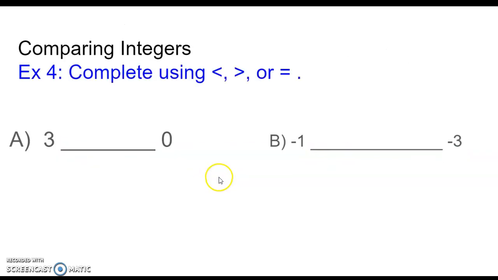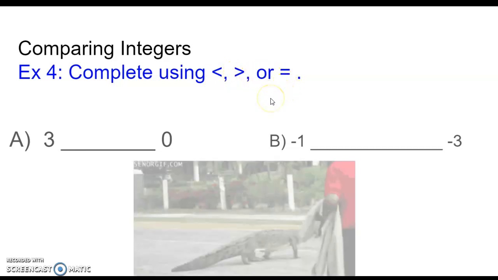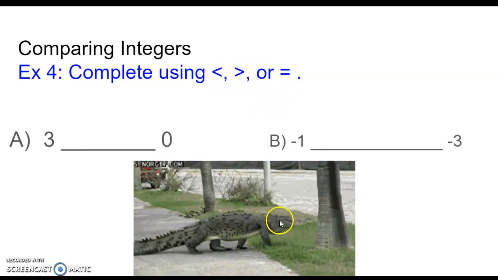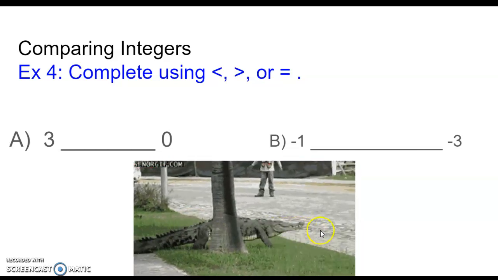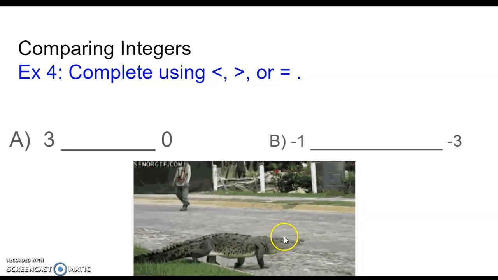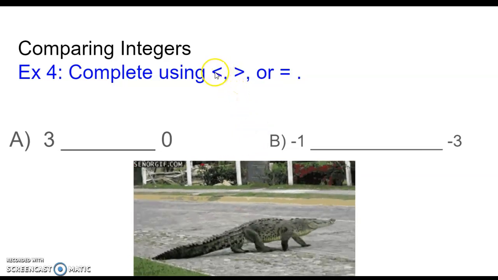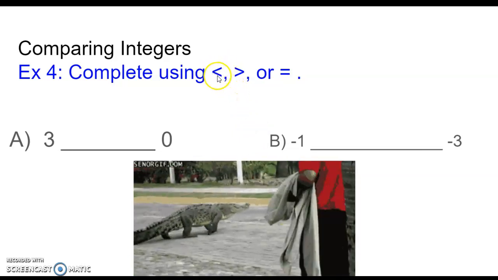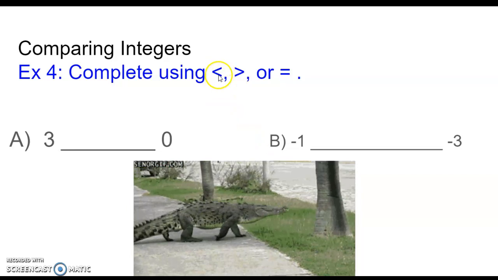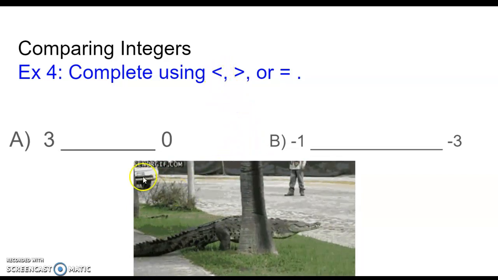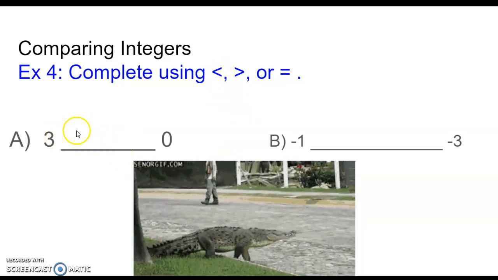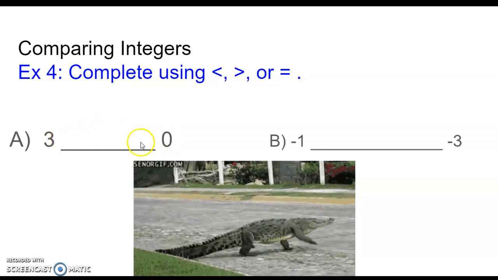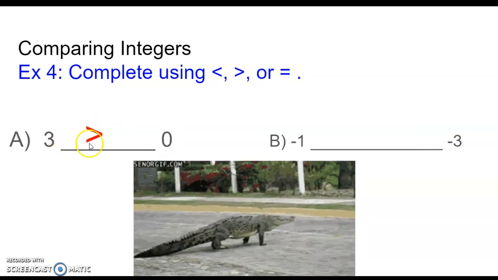Now we're going to compare integers using the less than, greater than, or equal to sign. So remember the crocodile that you guys probably learned about in elementary school? Hopefully you guys remember. This looks like a little crocodile mouth, right? This little greater than sign. So the mouth always wants to eat the bigger number. So over here, my bigger number is 3, right? We all know that 3 is bigger than 0. So we're going to eat the 3.